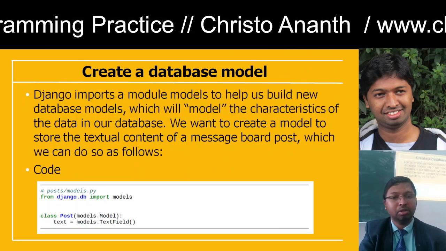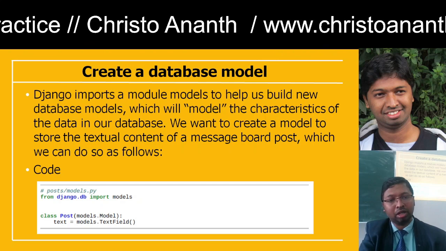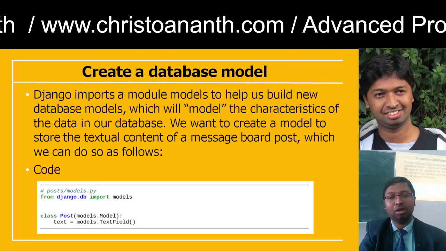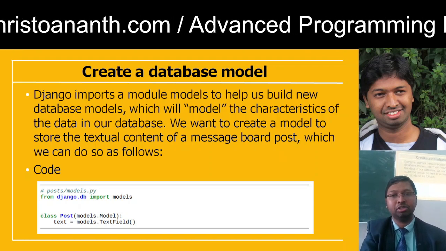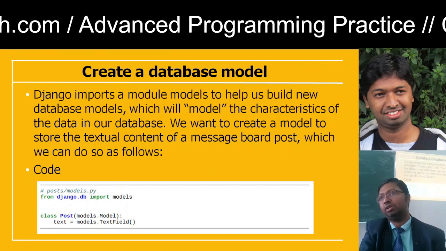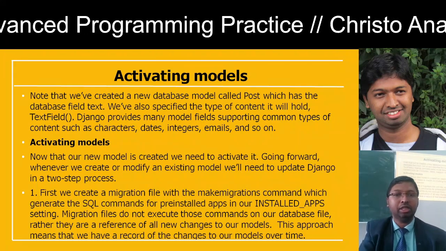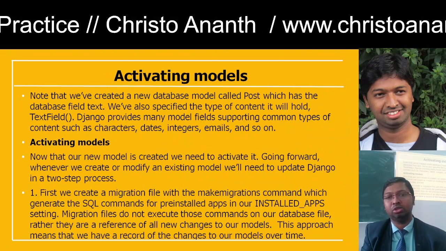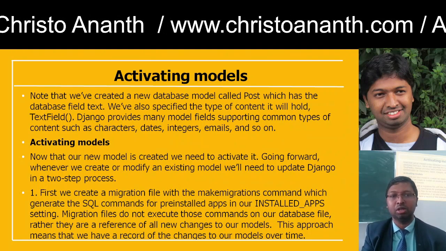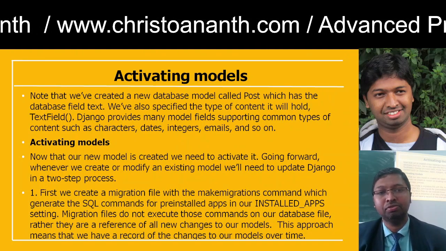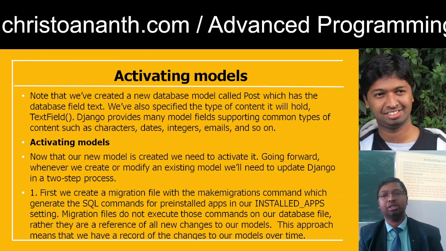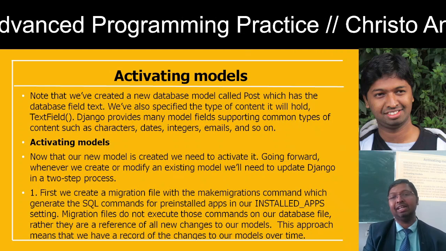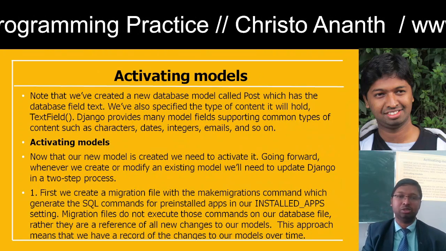Then you have to go with class Post(models.Model), and for the text you have to specify models.TextField. Then after doing this, you have to activate the model. So you have to create the new database model called Post, which will have the database field text. This is the text field that you will be having. You can also have characters, data, integers, emails, and so on.